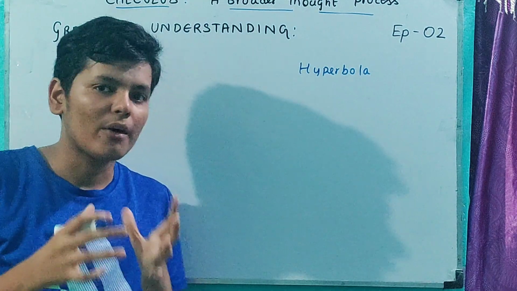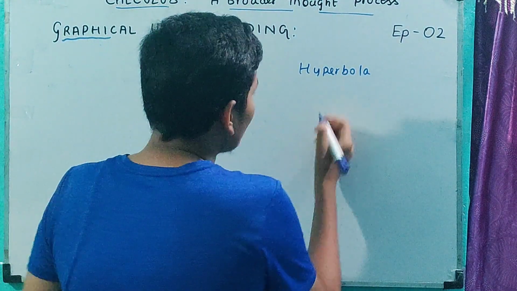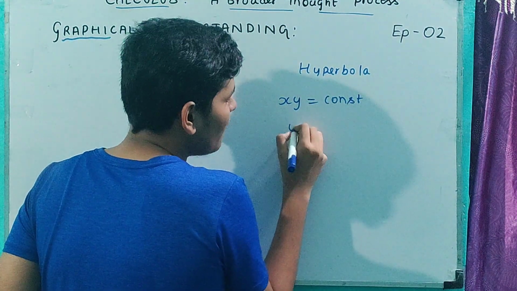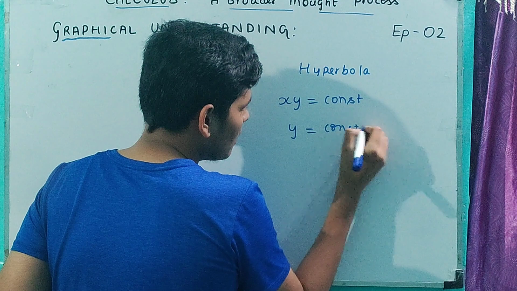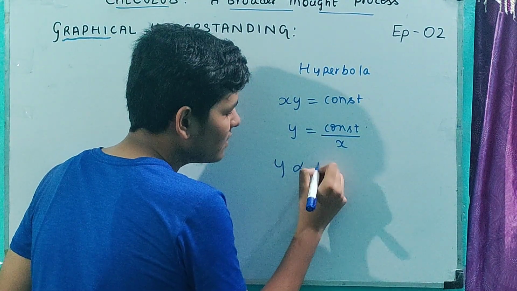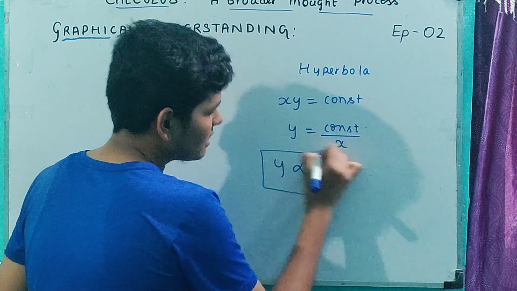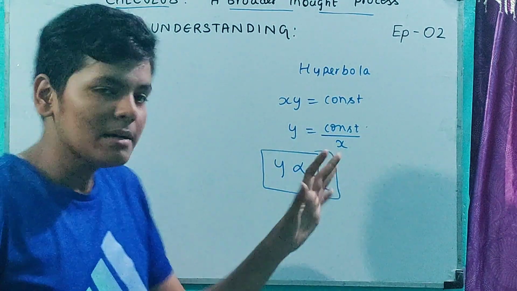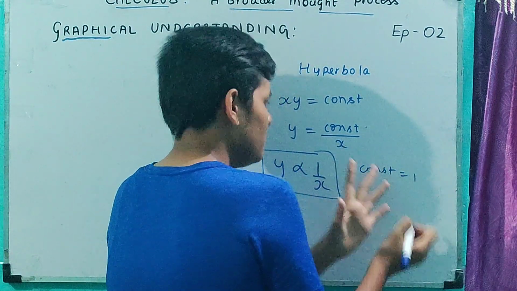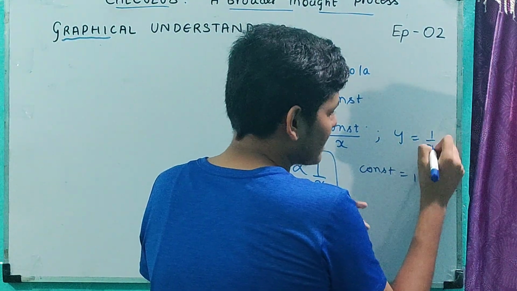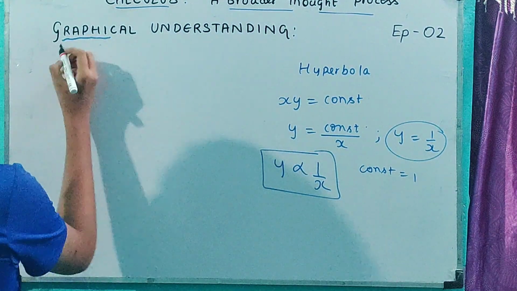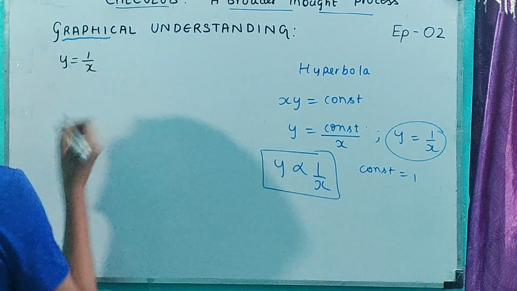Now, as we know, the equation of hyperbola is xy equals constant. Then y equals a constant by x. If you try to derive the proportionality, y is inversely proportional to x. This is the case, okay? And for some context, let us suppose the value of constant is 1, for example. Then the value of y comes out to be 1 by x. So this will be our equation with which we'll be dealing over here. So let me write that down over here. y equals 1 by x.